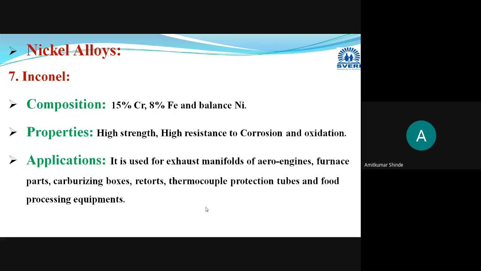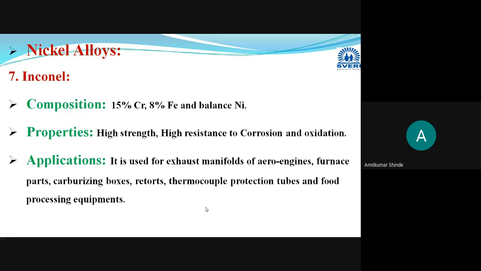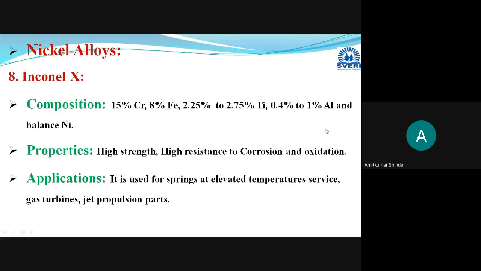Okay, after this Inconel alloy, the next alloy is Inconel X. What is the difference between Inconel and Inconel X? The percentage of chromium and iron is the same, 15% chromium and 8% iron, as in Inconel. Just a small amount of titanium, 2.25 to 2.75%, and 0.4 to 1% aluminum is added here.